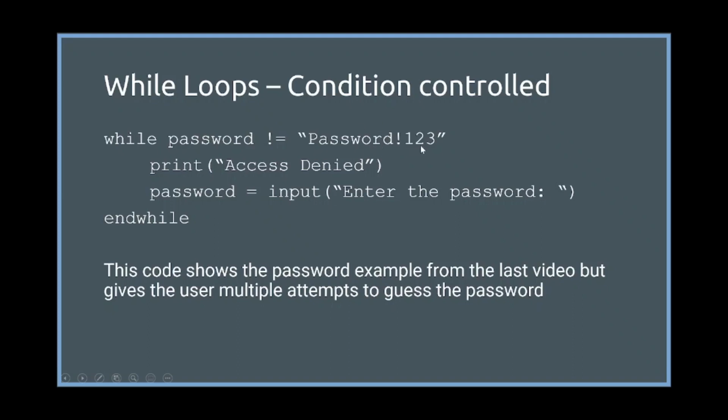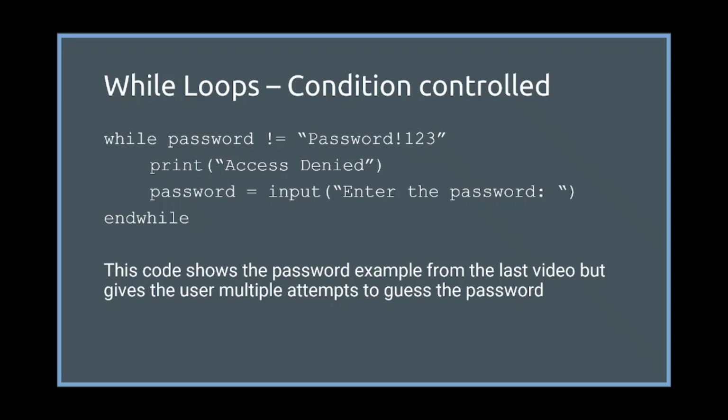You should be able to recognize that example from our previous video. So you can see while the password is not equal to password exclamation mark 1, 2, 3, print access denied, and then ask for another attempt. So this code allows the password example from the last video, but gives the user multiple attempts to guess the answer. So that's one way of writing it.